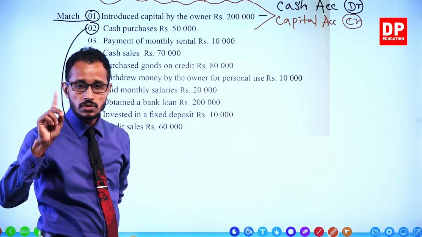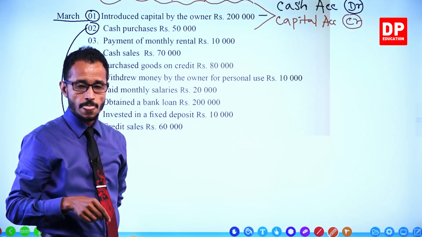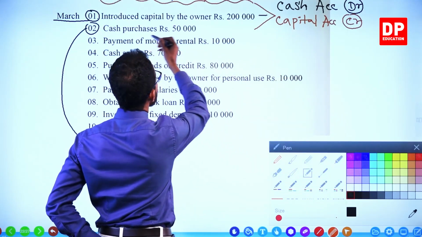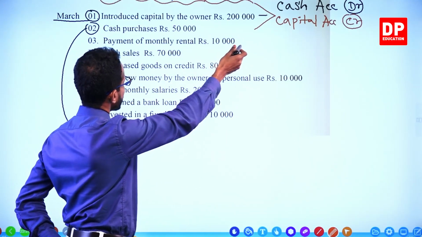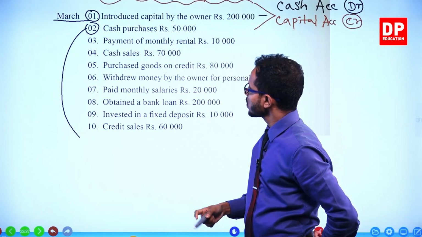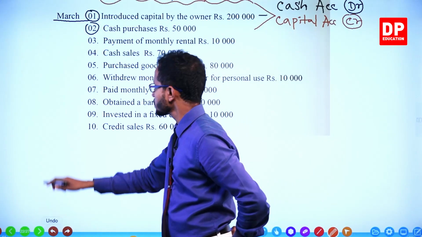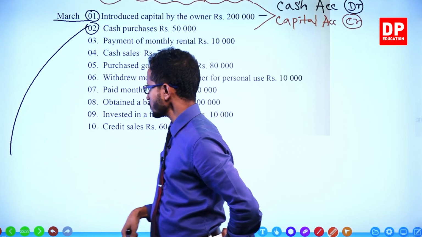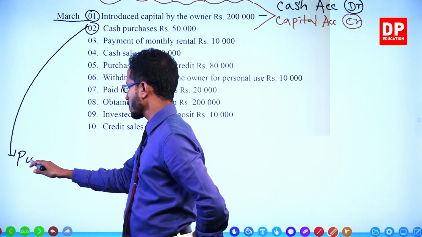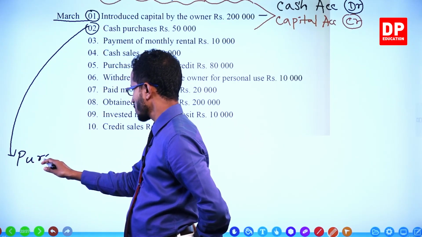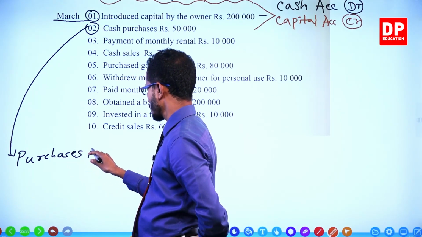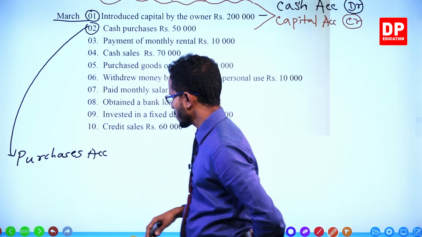I told you that there is no goods account. Purchases account. That's right. Purchases account. Shall we write the answer here, down below? Purchases account, debit.